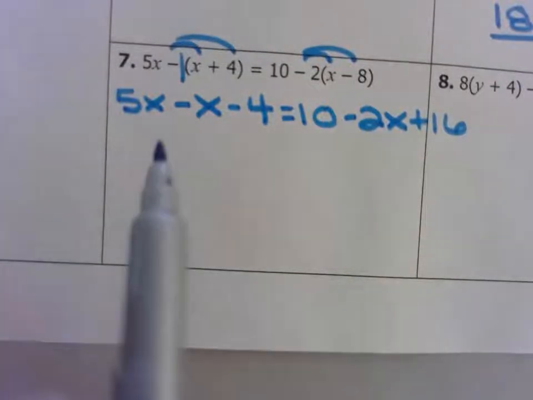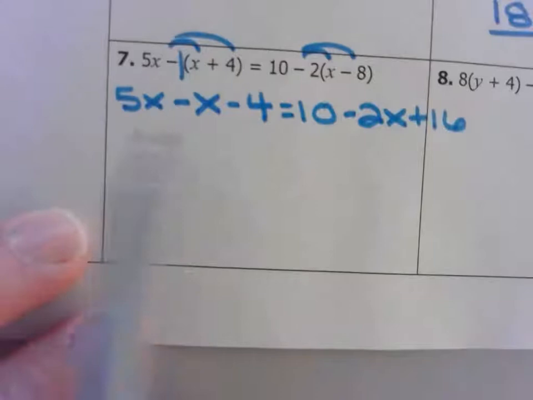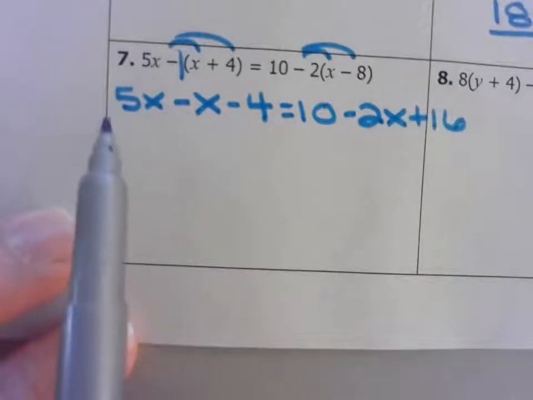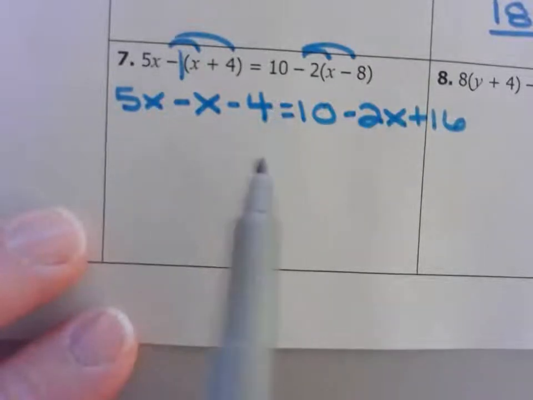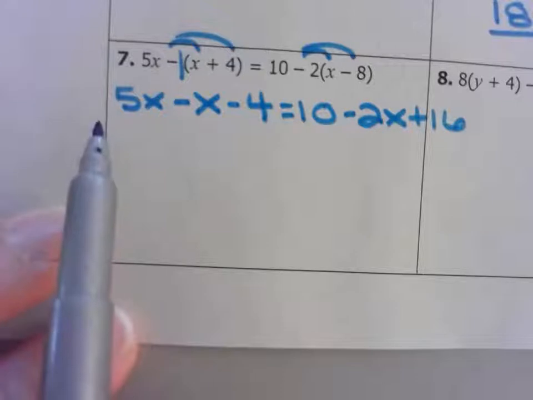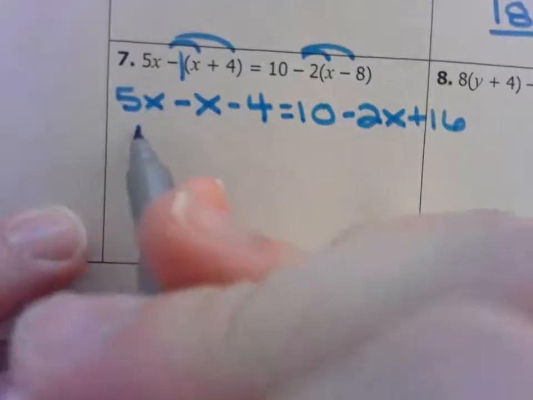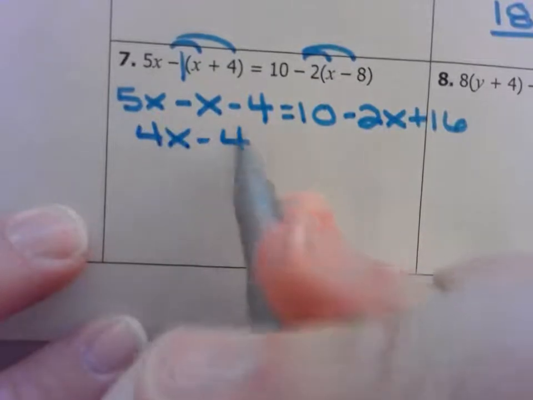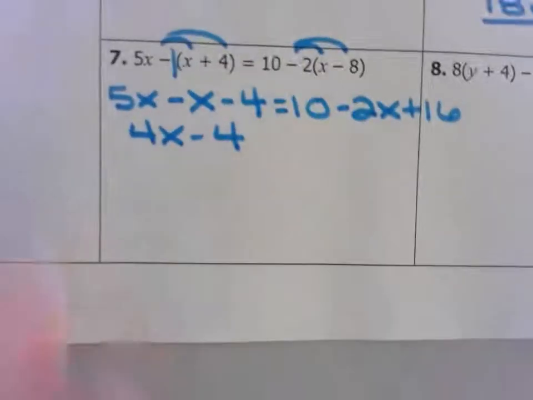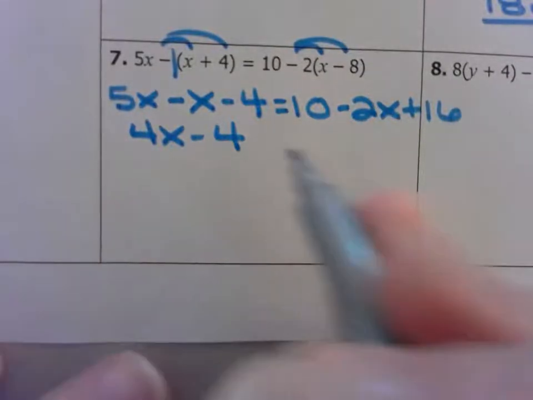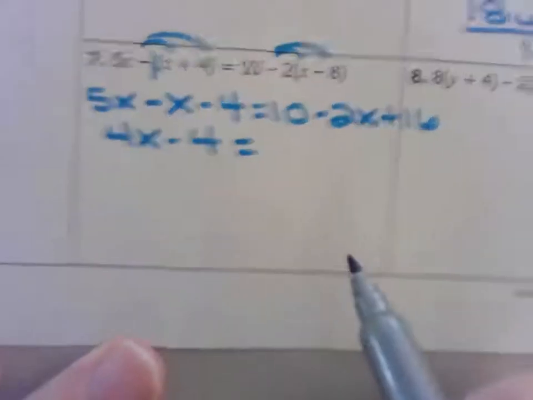With the distributing, make sure each side is simplified. As I look at the left side, is it all the way simplified? No. What things can I combine together on the left side? So what is 5x minus 1x? 4x. And then I put -4 because I can't combine it because it doesn't have an x. So combine your x's. 5x minus x is 4x. Bring down the -4. Bring down the equal sign.